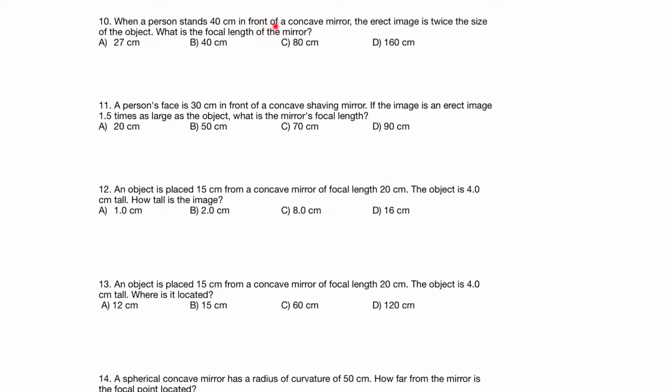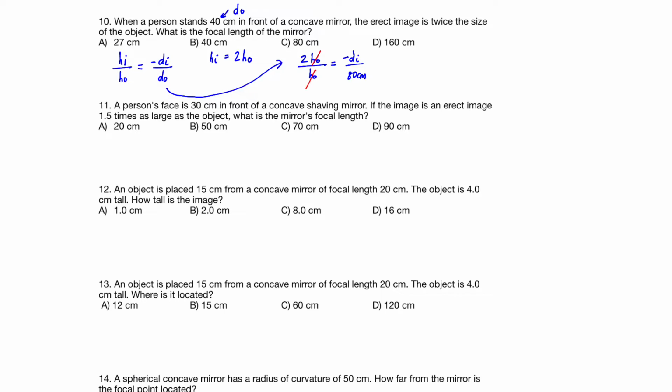When a person stands 40 centimeters in front of a concave mirror, the image is twice the size of the object. What is the focal length of the mirror? So from here, the 40 is the distance of the object. And if we're going to use the formula HI over HO equals negative DI over DO, take note that the value of HI is twice the HO. That is twice the size of the object. And so if we apply the formula here, twice the HO over HO equals negative DI over the value of DO, which is 80 centimeter.